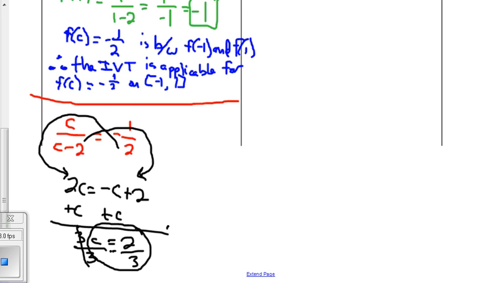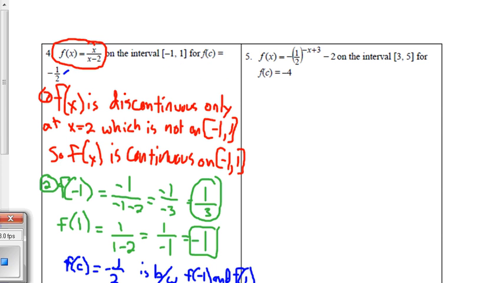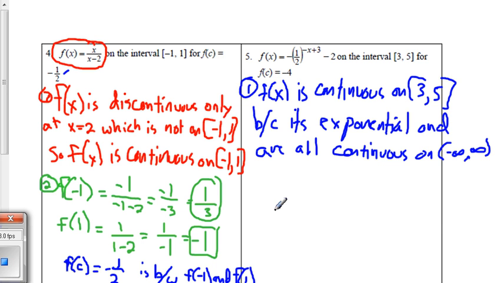Okay, the last one here, number 5. I know that this is an exponential. It starts as a decay. There are 2 reflections, so it's still going to be a decay, but that doesn't really matter. We know all exponential functions are going to be continuous, so condition 1 is met. As we said, all exponential functions are continuous on the interval from negative infinity to infinity.